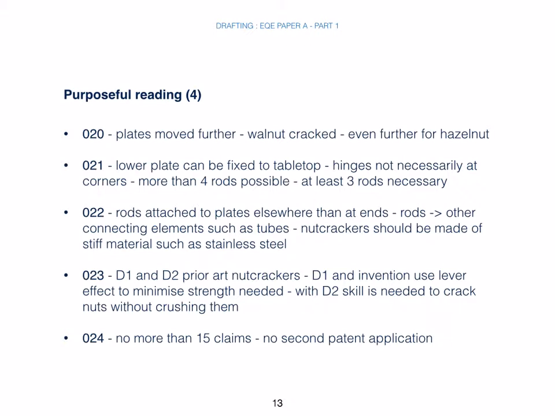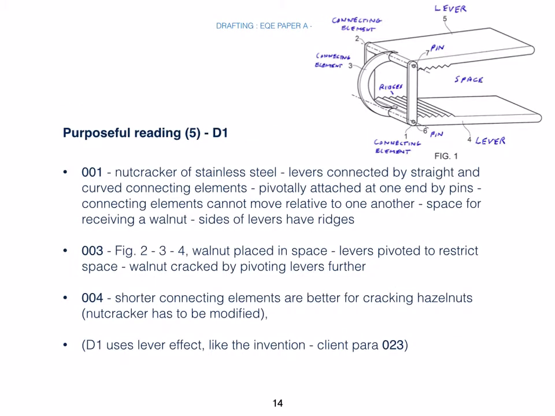So that is the end of the client's letter. We still have to read the prior art documents, beginning with document D1. Here we have document D1. I'm just trying to find where I've laid my document D1. Here we have D1, yes. The drawing of figure 1 of D1 is shown on this slide.